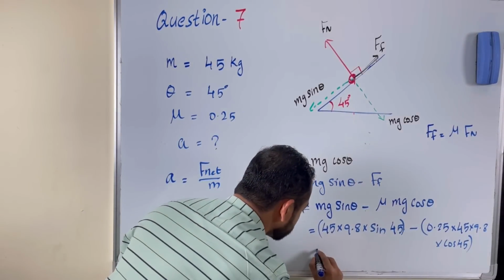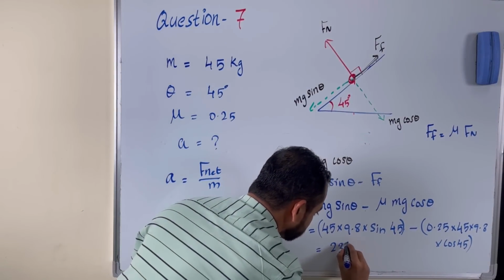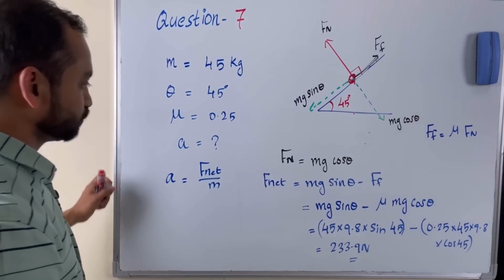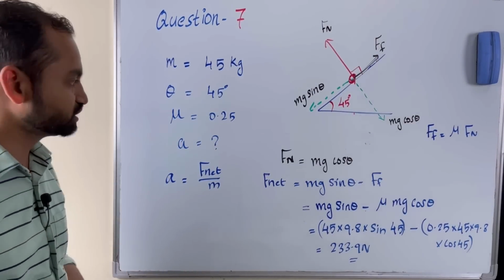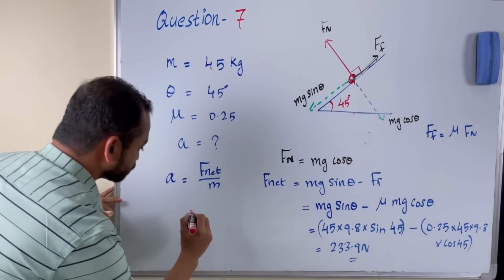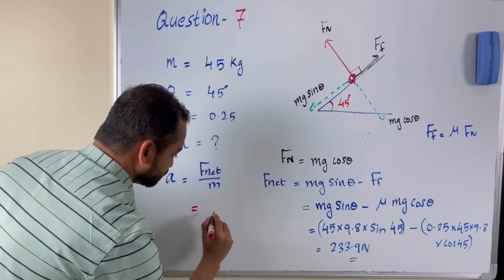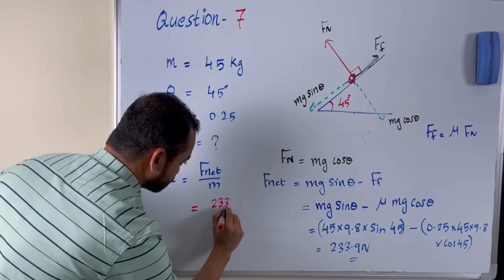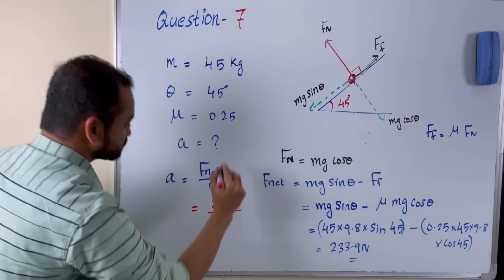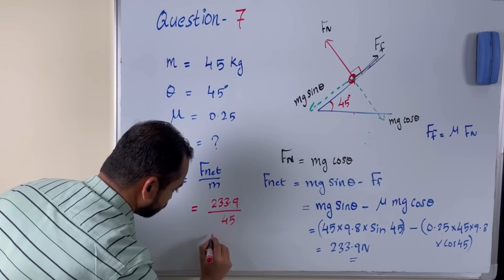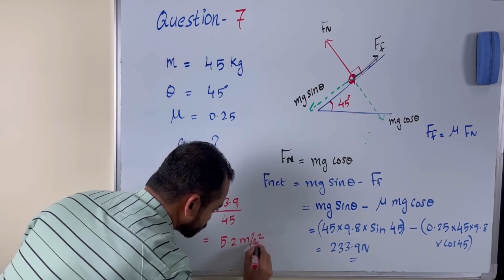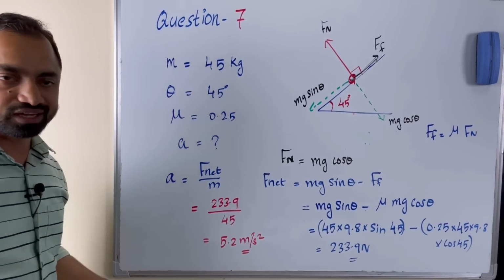The net force is equal to 233.9 Newton, that is the value of the net force. But what do we need to calculate? We need to calculate the acceleration, right? So acceleration is equal to net force divided by mass. Net force is 233.9 Newton divided by mass. What is her mass? Her mass is 45 kilograms. So 5.2 meter per second squared is the value of the acceleration.